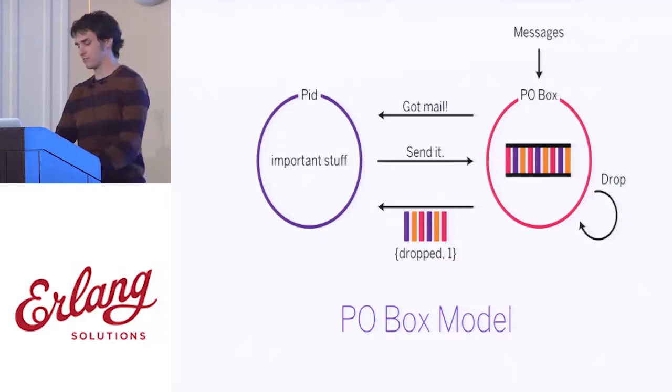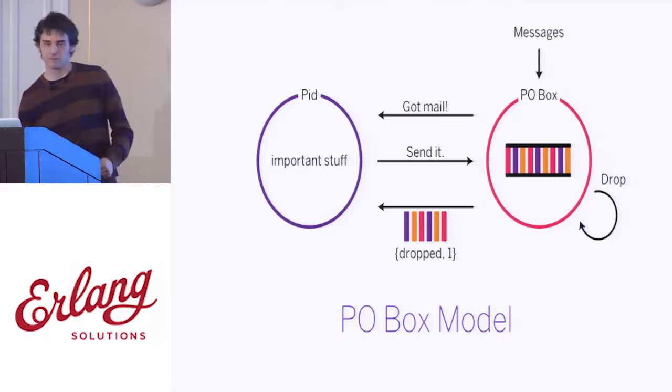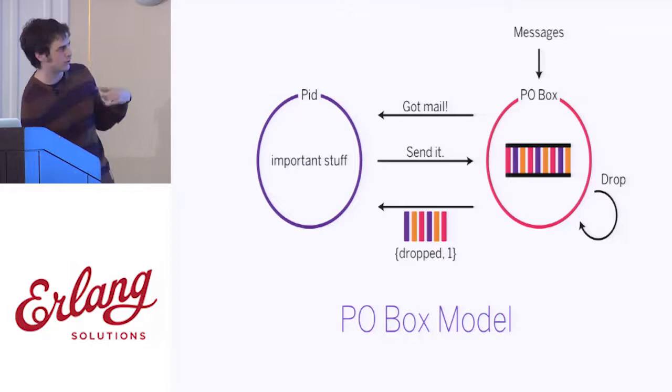So PO Box gives you a new process that will only receive messages. It will store that stuff into a buffer that you have right here. And the buffer can be either a queue buffer that drops the newest, a queue buffer that drops the oldest messages, or a stack buffer. It does both of them. And if you don't touch the process, it just receives the messages and drops them as they come around. All the time, it drops them and drops them and drops them.